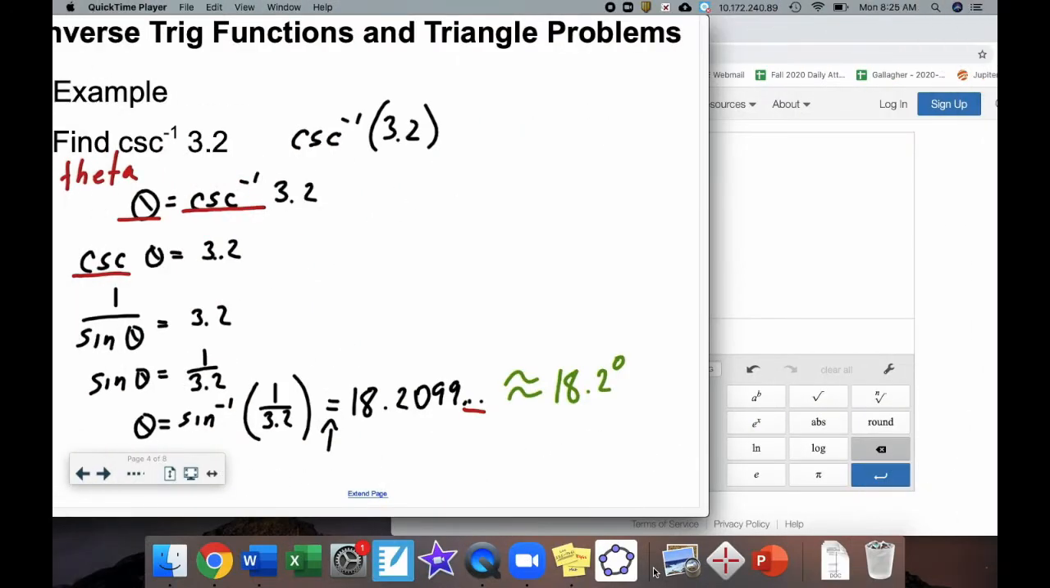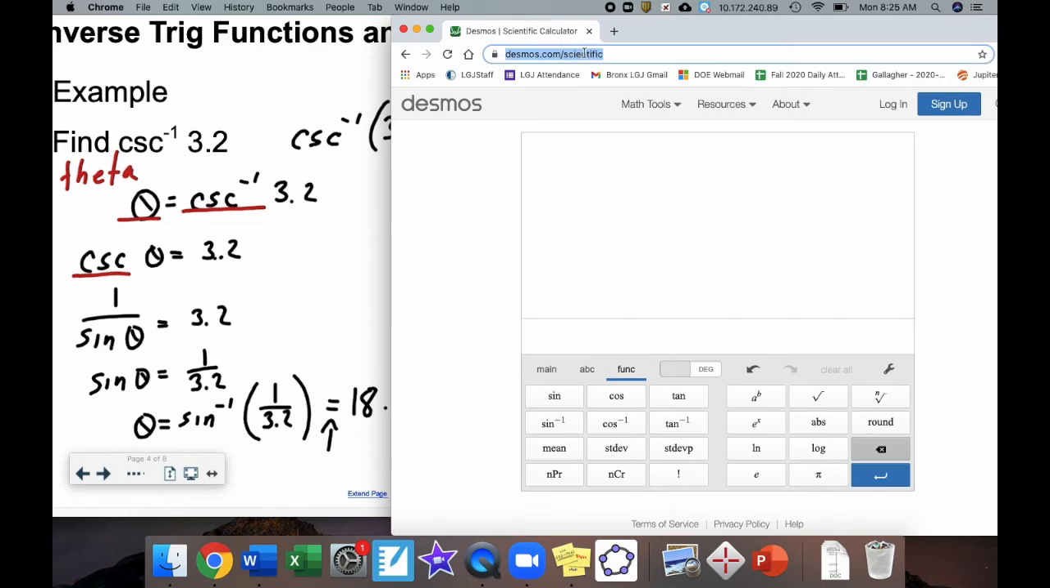I'm going to use Desmos' scientific calculator to find these. I mean, I'm using the calculator a lot. It's a really good idea to show you how to do it. This link will be on your Google Classroom page. So I needed to find sine inverse of 1 over 3.2. Well, I can go over to Desmos, desmos.com/scientific. It's the scientific calculator instead of the graphing calculator.